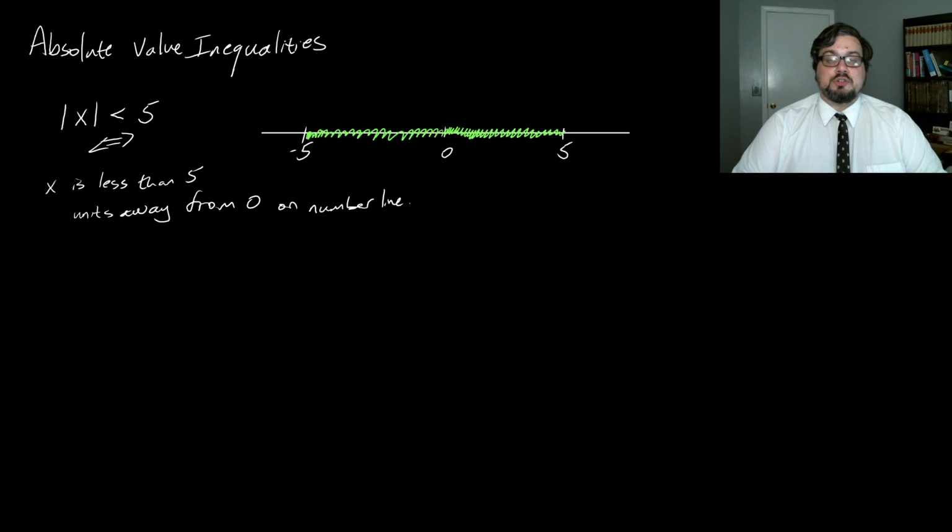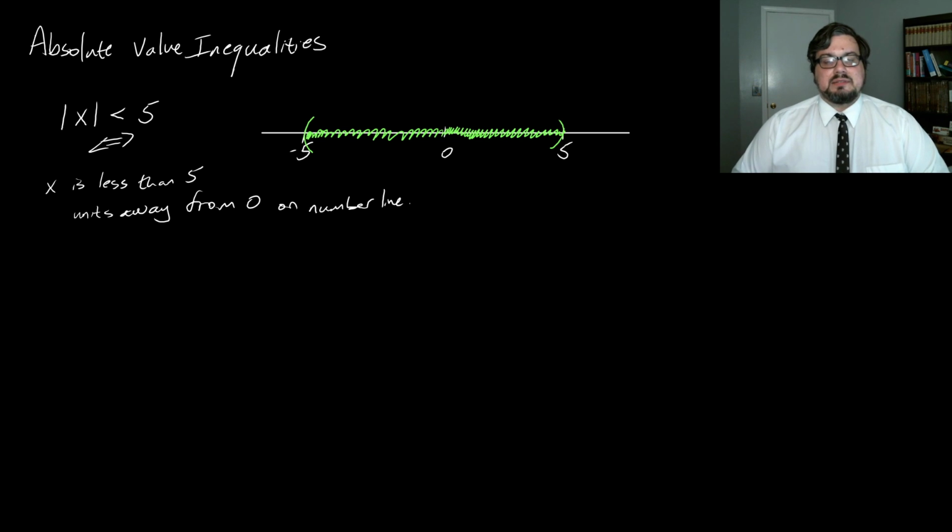So we're going to get an interval of this form. Now, in this example, 5 and -5 won't be included because a number will be a solution to this inequality only if it is less than 5 units away from 0. And 5 and -5 are both exactly 5 units away, so they don't qualify.